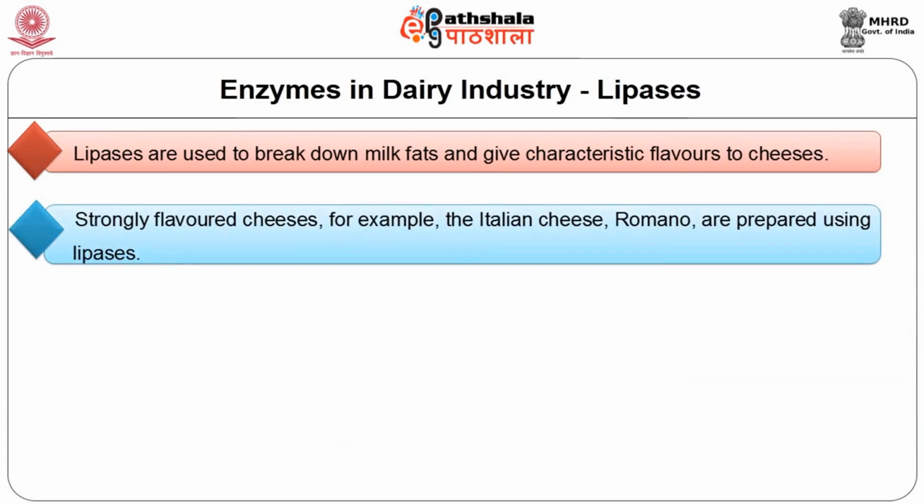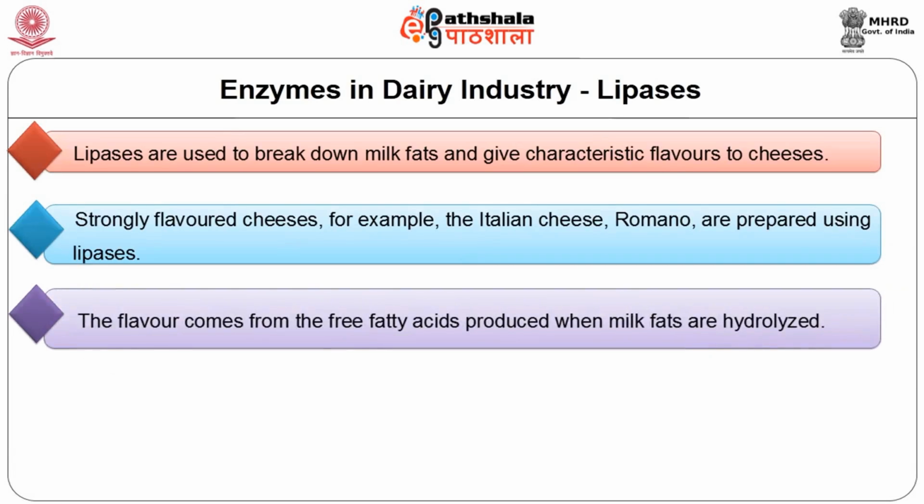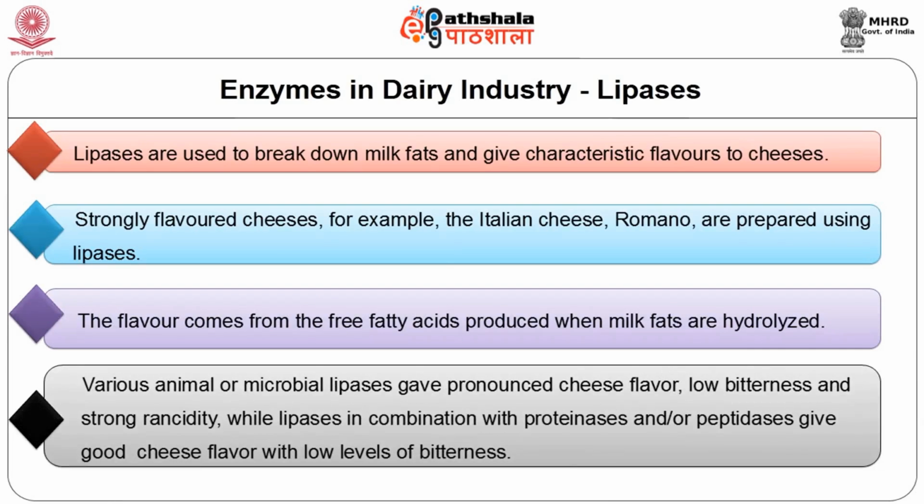Strongly flavored cheeses, for example, the Italian cheese Romano, are prepared using lipases. The flavor comes from the free fatty acids produced when milk fats are hydrolyzed. Various animal or microbial lipases give pronounced cheese flavor, low bitterness and strong rancidity, while lipases in combination with proteases and/or peptidases give good cheese flavor with low level of bitterness.